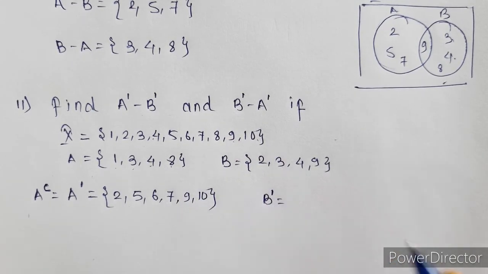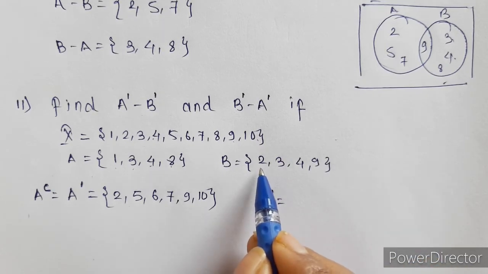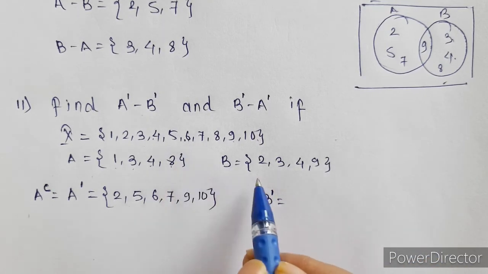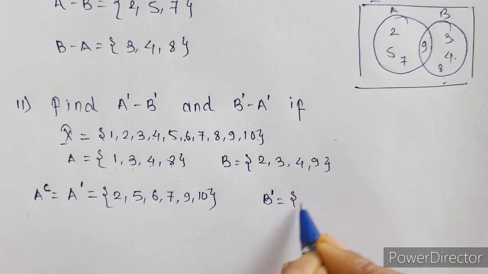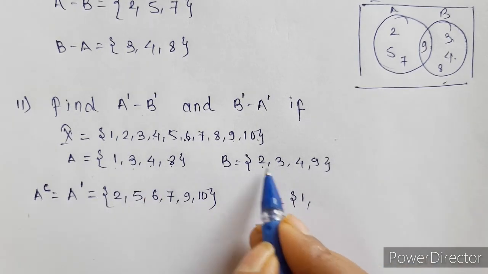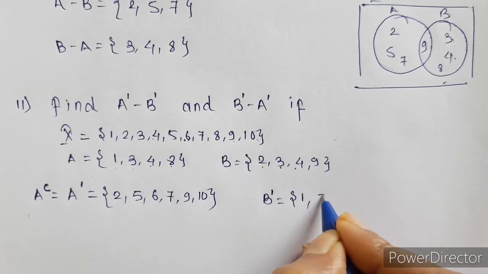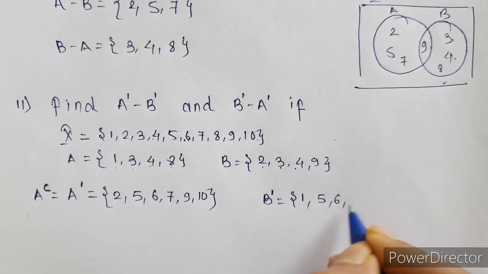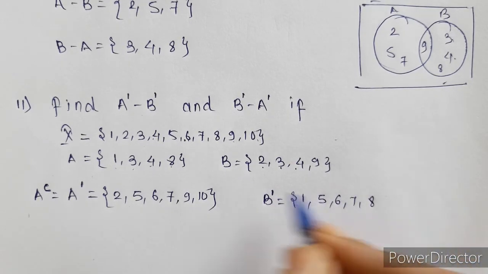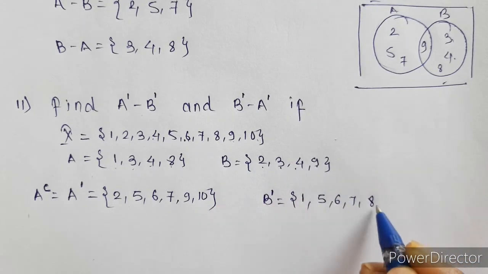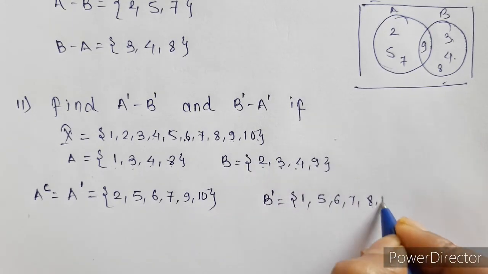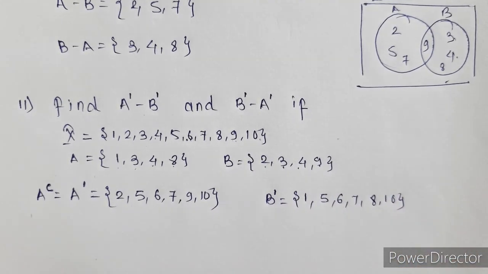Similarly, B complement: the elements which are in the universal set but which are not in B. So we don't have 1, 2 is there, 3 is there, 4 is there, so next will be 5, 6, 7, 8, 9 is there, so 9 is not going to come here, then 10. So we got A complement and B complement.